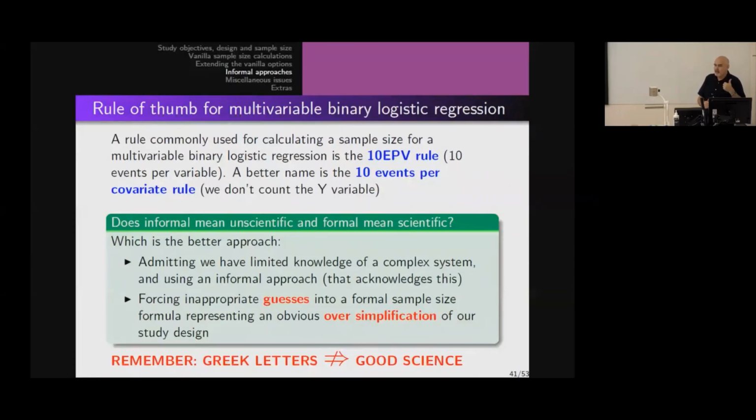Admitting we don't know and using a simple formula, or pretending we know and putting some Greek letters on the page? The first option is idealistically correct. The second option is probably more cynically correct. That's a horrible thing I have to say, but so many people I have seen will know that it's an inappropriate thing, but they just make sure there's lots of Greek letters and people go, oh, Greek letters, good science, let's let it through. I've seen that a lot.